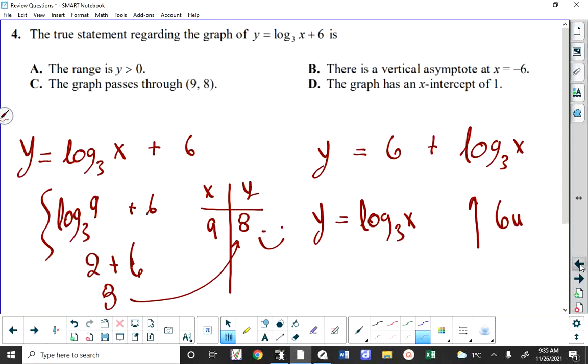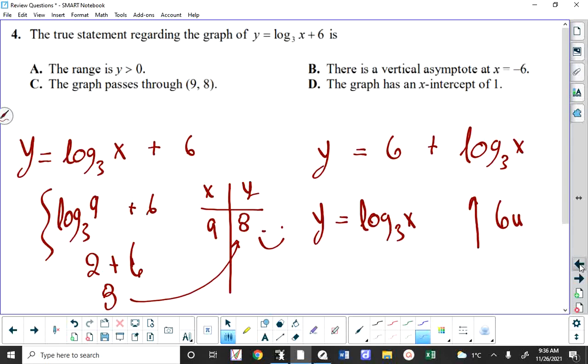However, no, I'm going to take that back. However, negative 6 might not work for various reasons. Negative 6 might not work because that's where the asymptote is, or negative 6 might not work because that's not in the domain. And in fact, when you put negative 6 in for x, you can't calculate that. Log base 3 of negative 6 is not defined.